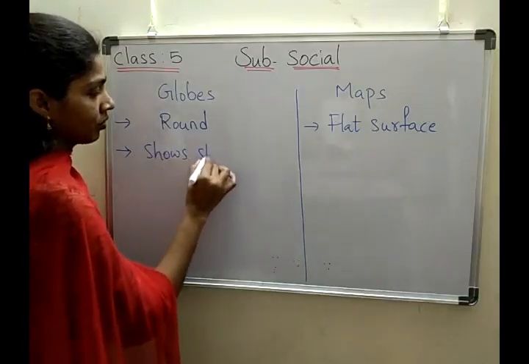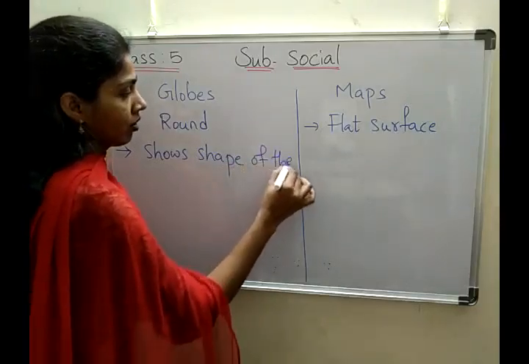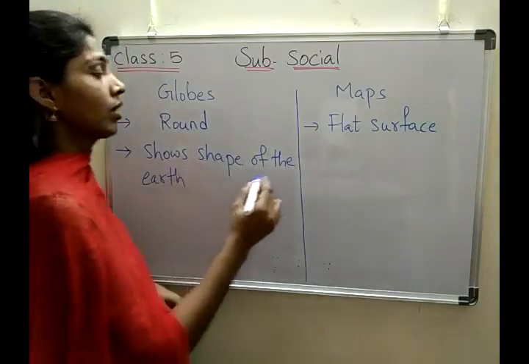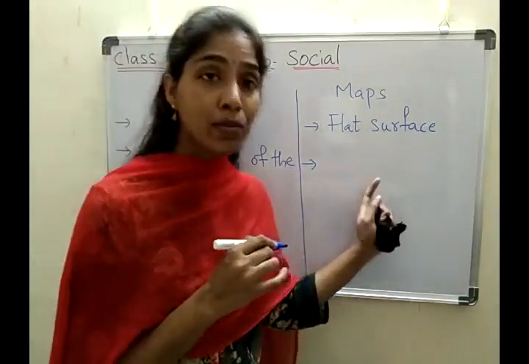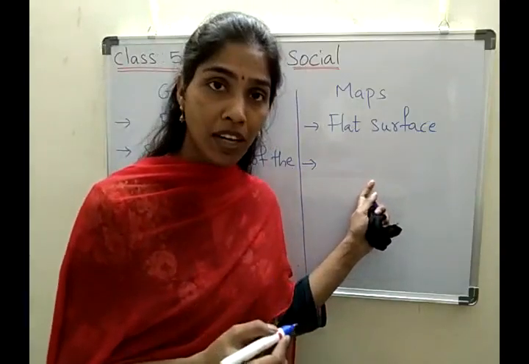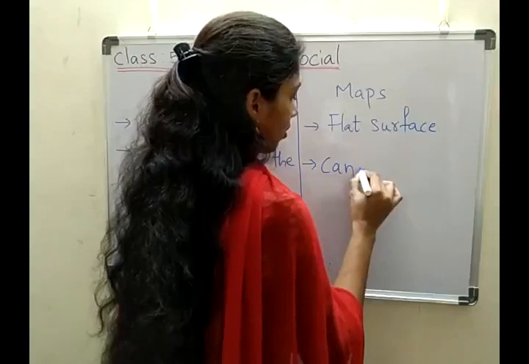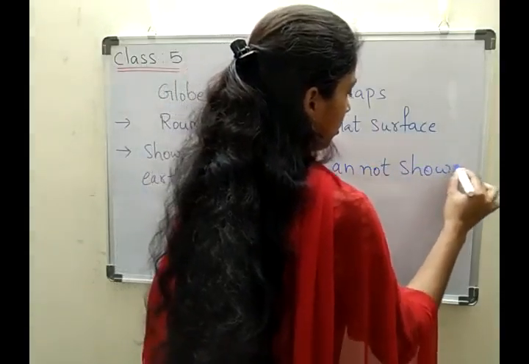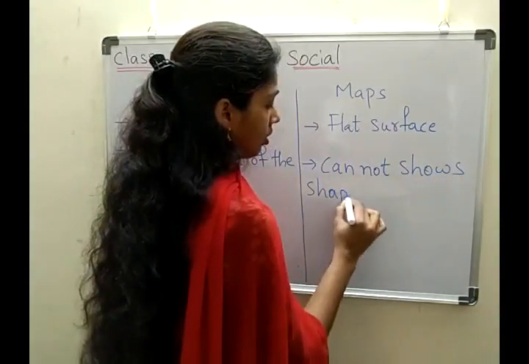Globe shows shape of the earth. Next, children, now tell me, do maps show the shape of the earth? No, maps cannot show the shape of the earth.